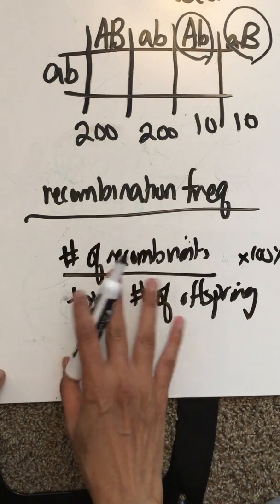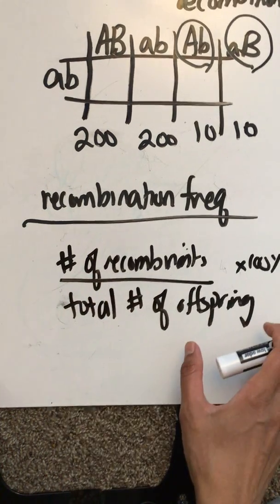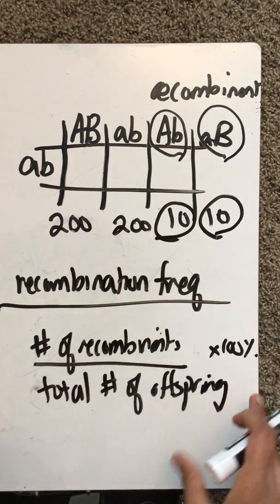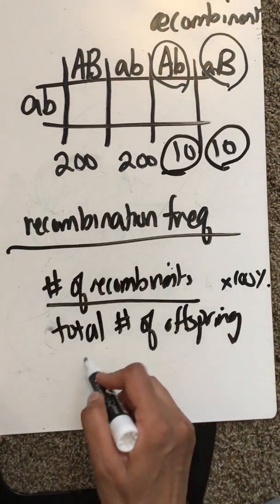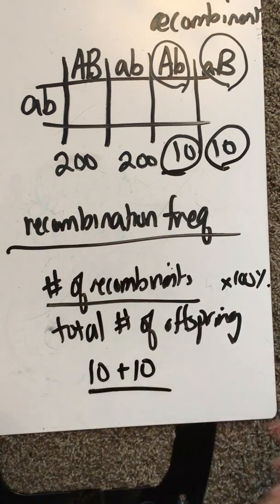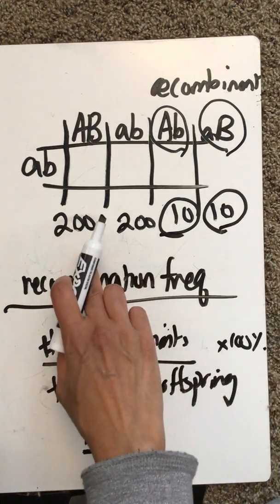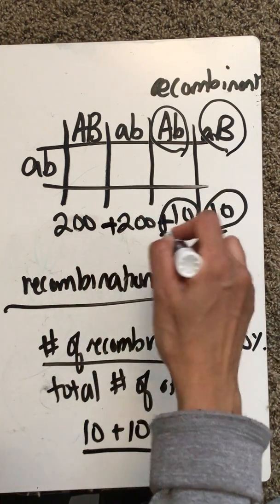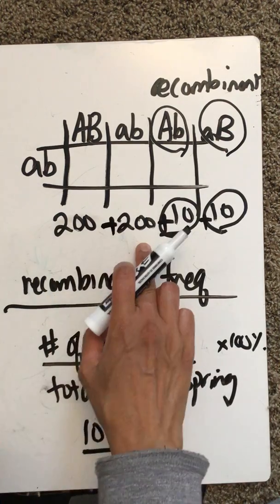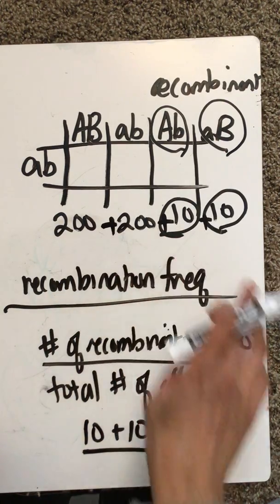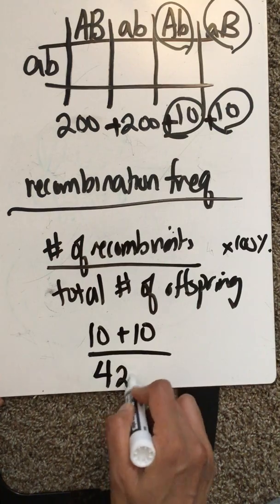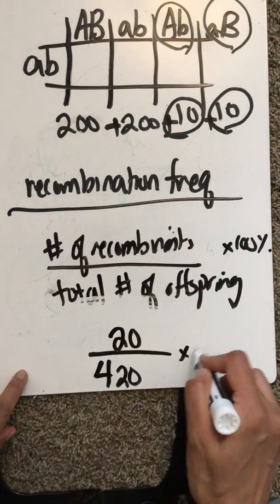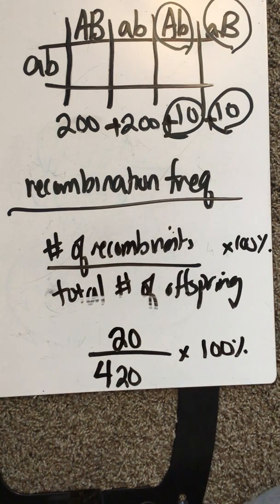All right, anyways, so the number of recombinants. How many recombinants did we have? Well, these are my recombinants. I have 10 here and 10 here. So the number of recombinants is 10 plus 10, divided by the total number of offspring. So 200 plus 200 plus 10 plus 10. We add the total number of offspring: 200 plus 200 is 400, 410, 420. So we're going to get 20 divided by 420 times 100%.